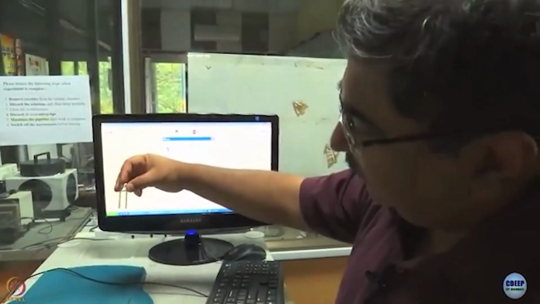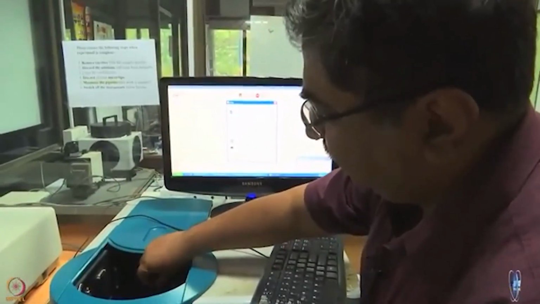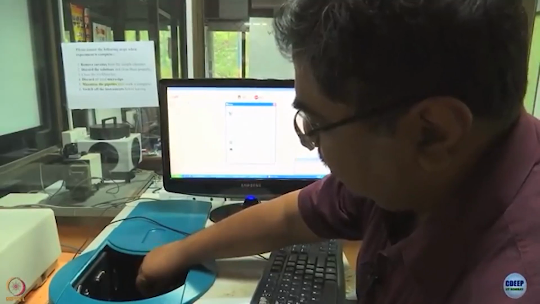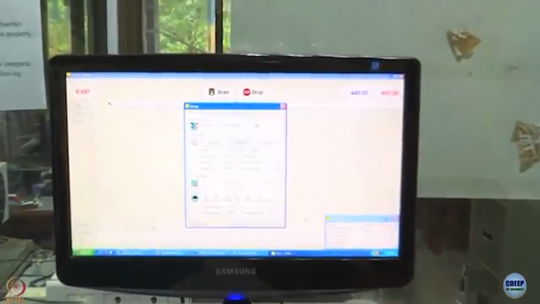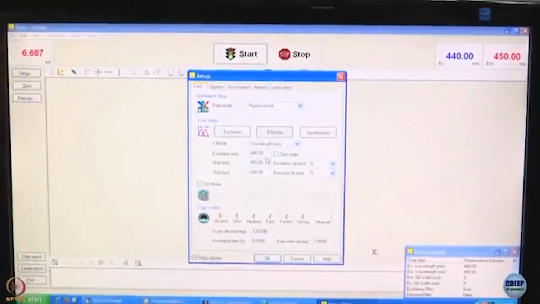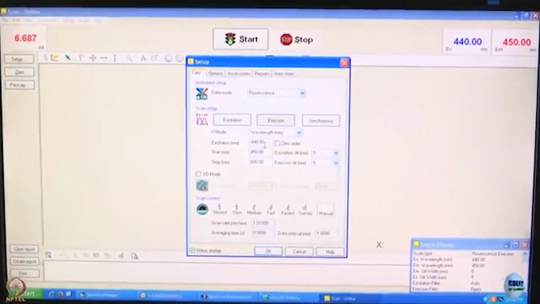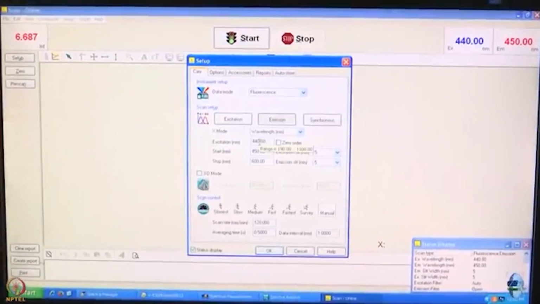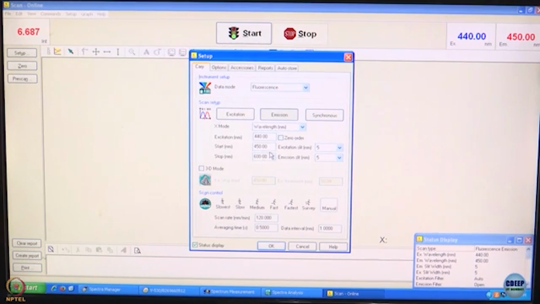This is our sample, right. Now, I am going to put it inside the cuvette holder and record the spectrum. Before we begin, please have a look at the setup here. The way we have set this up, we already know that the absorption is around 430 nanometer. So, we are exciting the sample at 440 nanometer and we are going to record the emission from 450 nanometer to 600 nanometer. Remember, emission usually occurs at longer wavelength unless it is an upconverting material.